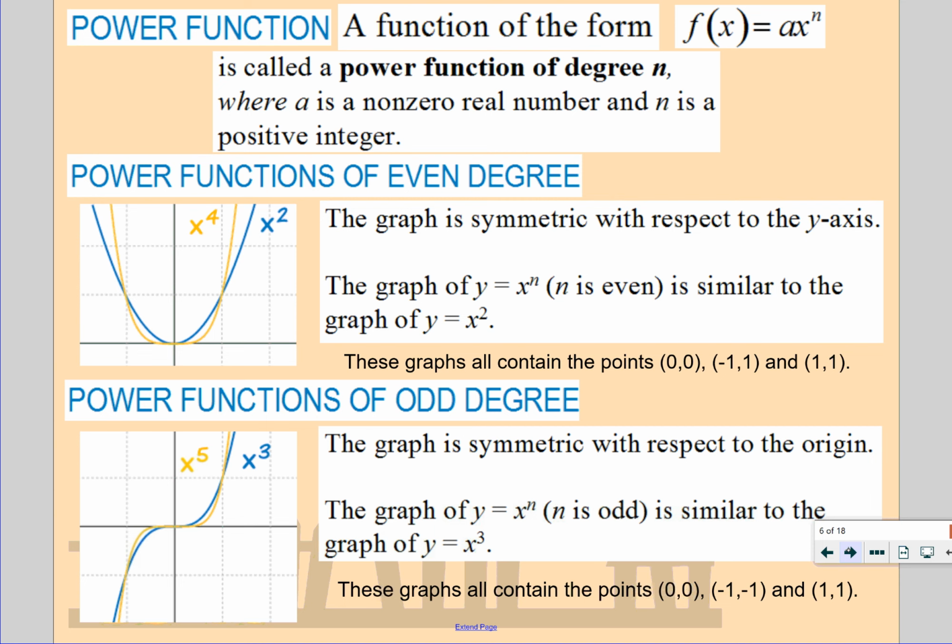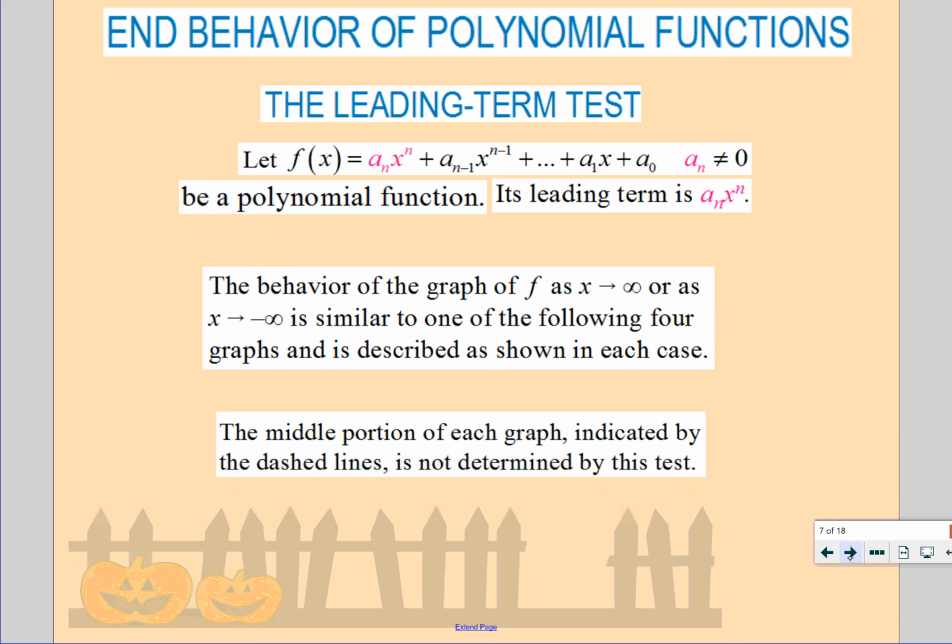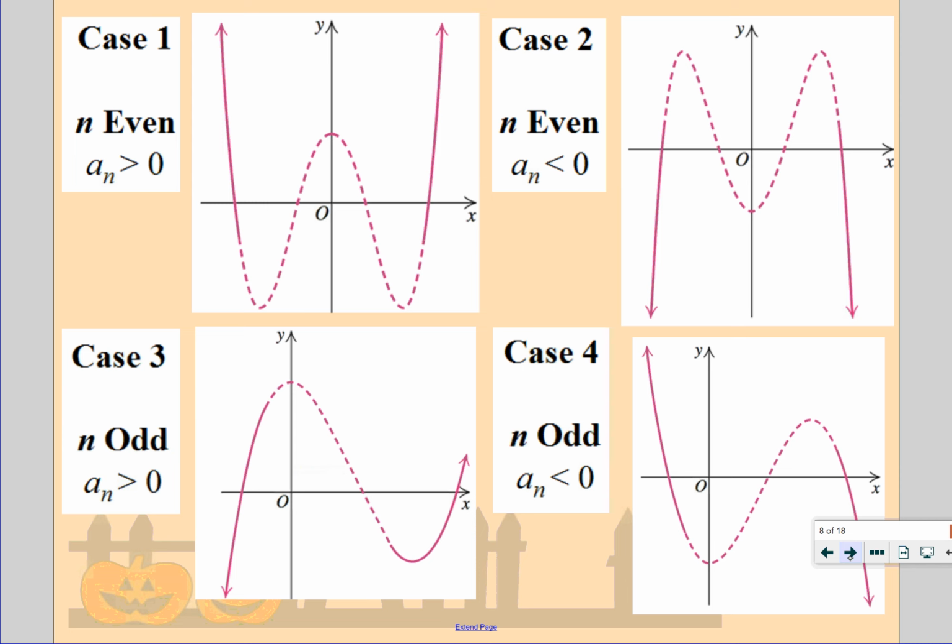We also talked about in quadratics, if I put a negative in front of the x, it flips it upside down, right? If my parabola is going up, it's positive in front of it. Parabola going down, it's a negative coefficient. Same thing can happen with the odd degree functions. If I put a negative in front of it, it can make the ends go the opposite way. What you need to write down are these four cases. Notice there's little dashed lines in the middle. We don't actually really care about what's happening in the middle right now. We're just focusing on the far left and the far right of each of these pictures.